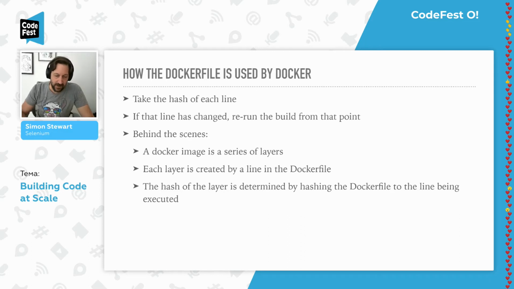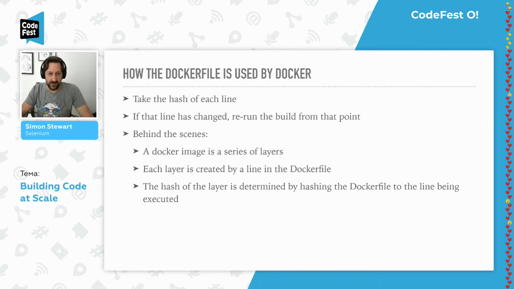So we might just take a second to think about how Docker actually uses the Dockerfile. What tends to happen at a very high level is that the Docker build will take a hash of each line of the Dockerfile, so the entire contents of the Dockerfile up to the line we're processing right now. And if that hash has changed, then it needs to rerun the build from that point.